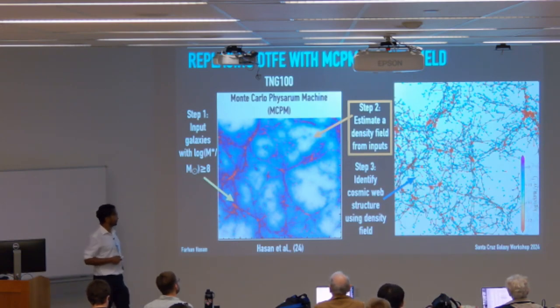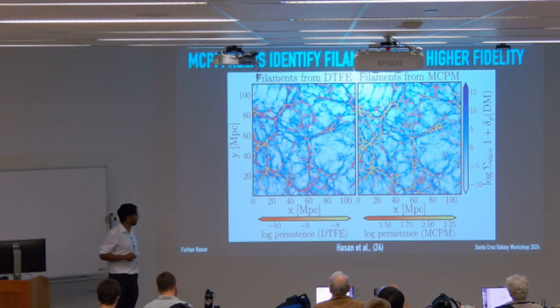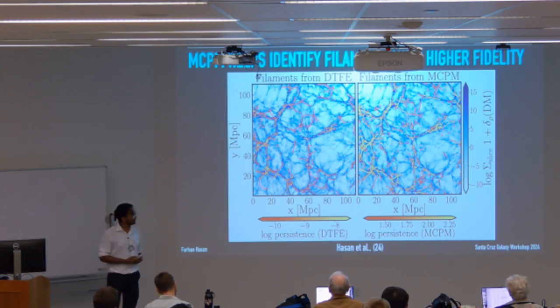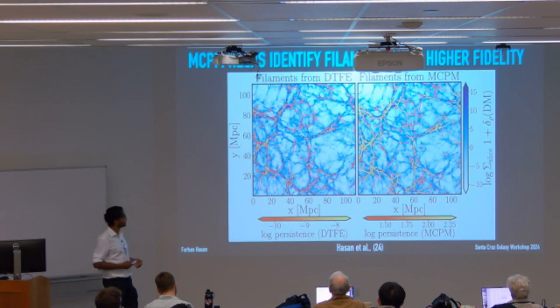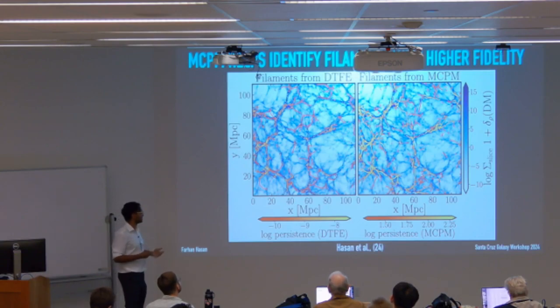So what do the structures look like? That's what it looks like. So this is a side-by-side comparison of a slice in TNG100 at redshift 0. The dark matter overdensity is the underlying blue color bar. What's different are the filaments identified from the two density fields. On the left, you have the classic DTFE-based filaments. On the right, you have the MCPM filaments, and these are color-coded by the persistence, so how robust they are. You can think of this as more yellow meaning more prominent filaments, and more red meaning less prominent filaments.